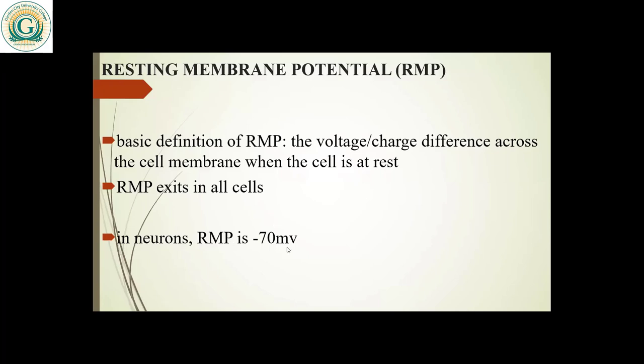Other cells would have different resting membrane potentials. As we get to the different systems, we talk about it. For the nervous system, for the neurons, we are saying the inside of the neurons is 70 times more negative than the outside.